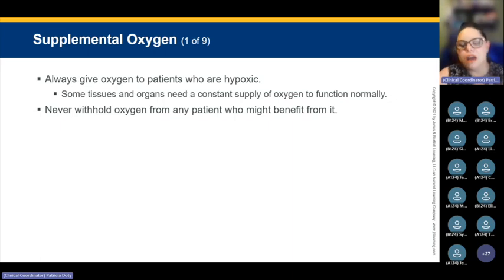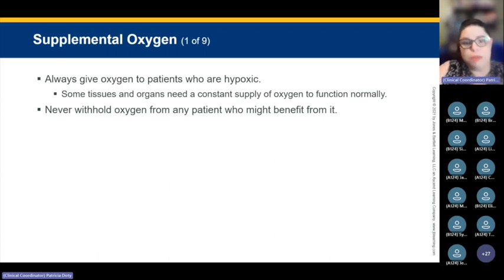Let's talk about supplemental oxygen now. Always give oxygen to patients who are hypoxic. Some tissues and organs need a constant supply of oxygen to function normally. Let's talk about a couple of those real quick: your heart and your brain. They can't go without oxygen. It's not good. After 4 minutes of your brain not having oxygen, you start having irreversible brain damage. We don't want that. So we have to have a constant supply of oxygen to at least those 2 organs.